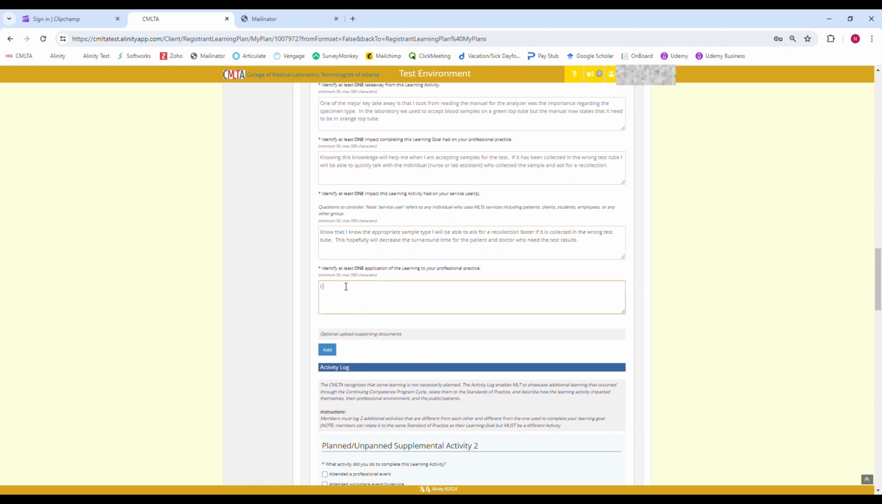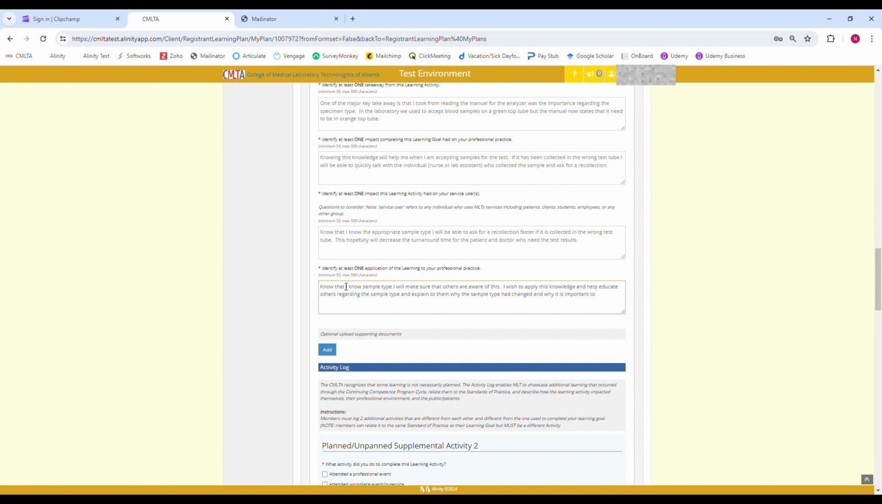Remember, the goal of the Continuing Competence Program is for members to not only identify impacts on professional practice and service users, but also apply the knowledge, skills, judgments, and attitudes to their professional practice daily, improving public safety in Alberta. Therefore, the last question will ask MLTs to identify at least one application of the learning to their professional practice. For example, now that this MLT has reviewed the analyzer's manual, they will apply this knowledge by accepting appropriate and rejecting inappropriate blood tubes.